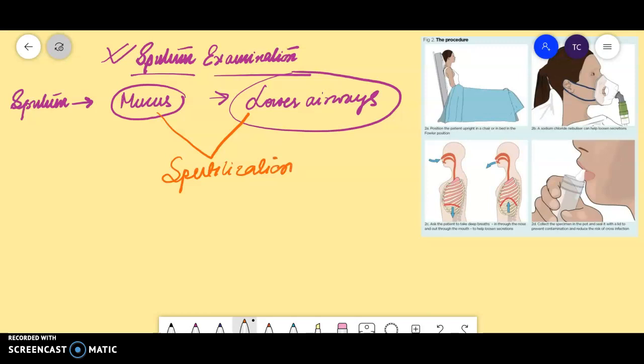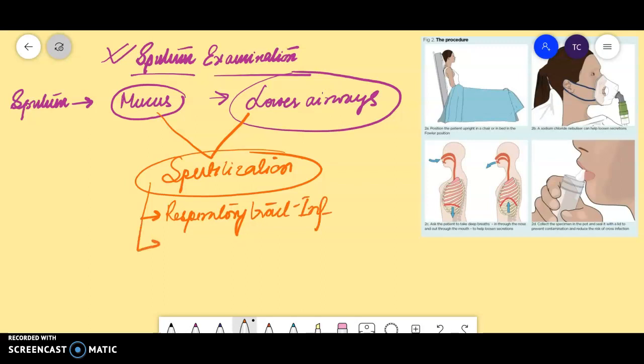And in medicine, sputum samples are usually used for microbiological investigation of respiratory tract infection. So basically this is being done to determine the respiratory tract infection. And another important aspect, apart from respiratory tract infection, is cytological investigation. So these are some of the very important aspects of sputum examination, and that is why we are so concerned about it.